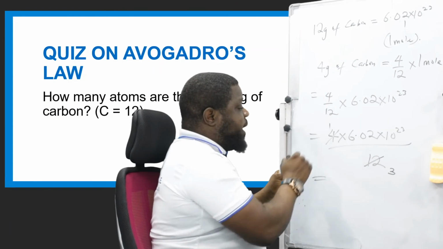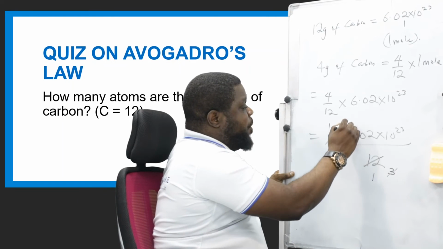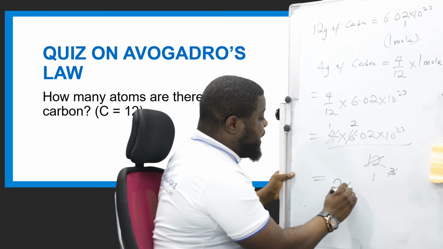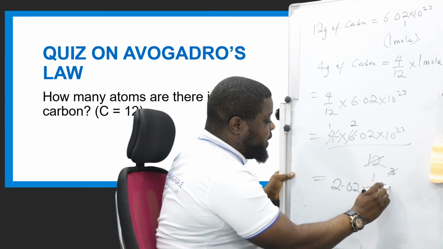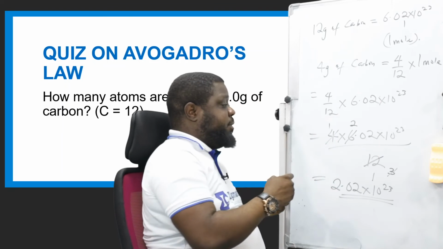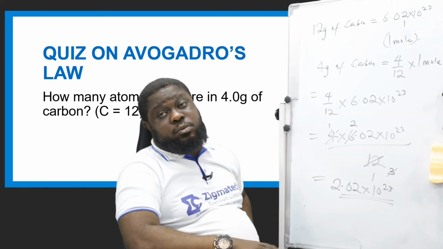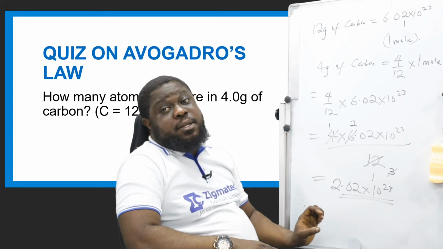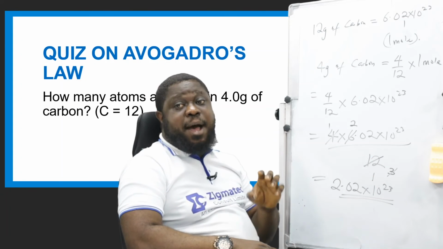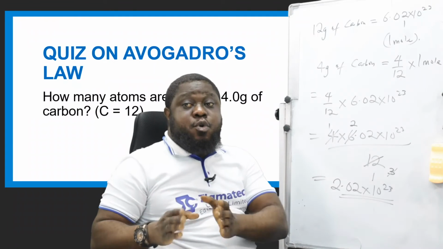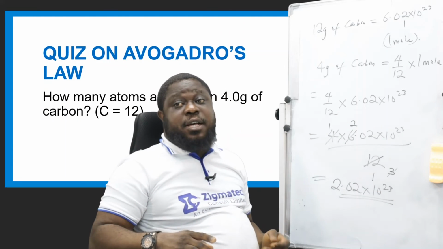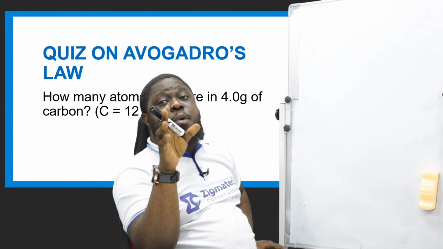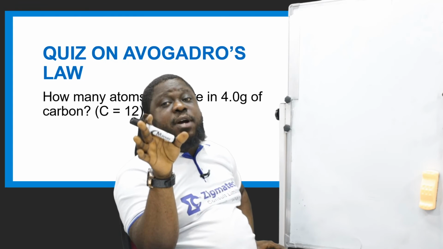4 here is 1. 3 here will be 1. 3 here will be 2. So 1 times 2 is 2. So the remaining is 2.02 times 10 to the power 23. That is the answer. We do not cancel when we are solving, but I have to cancel so that you follow up what I'm saying. But in case you're writing an exam, you do your cancellation in a rough book and place your answer in your answer sheet. Now, we have finished the quiz on Avogadro's law.